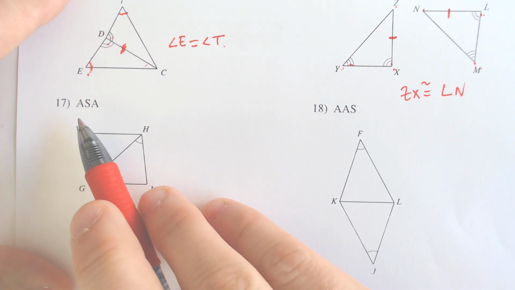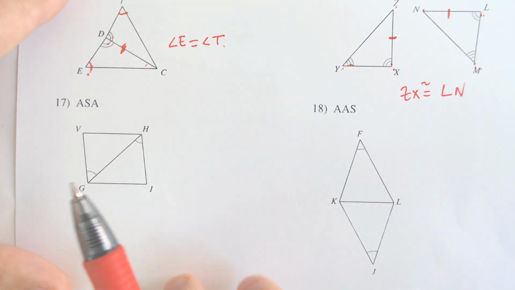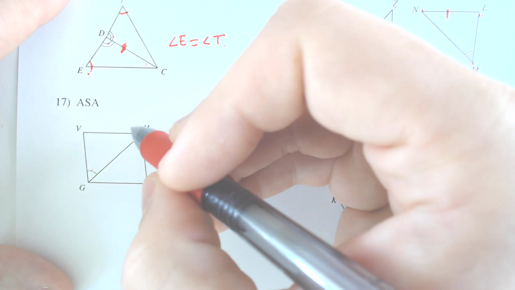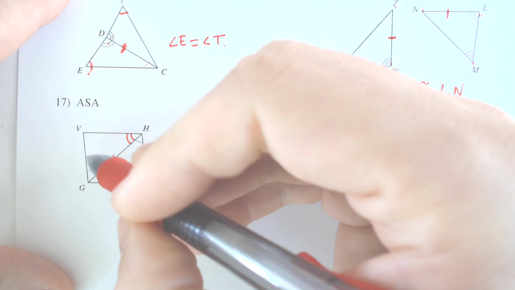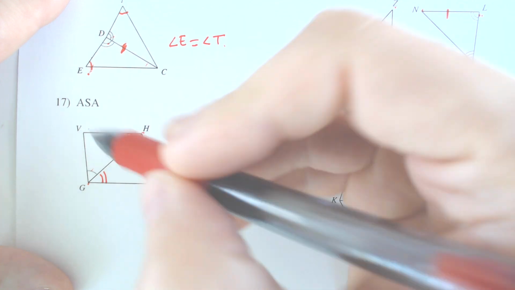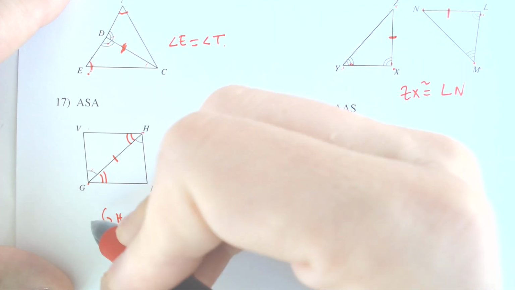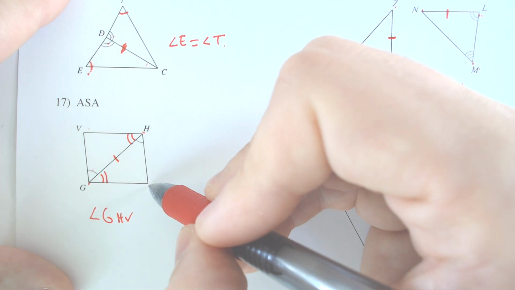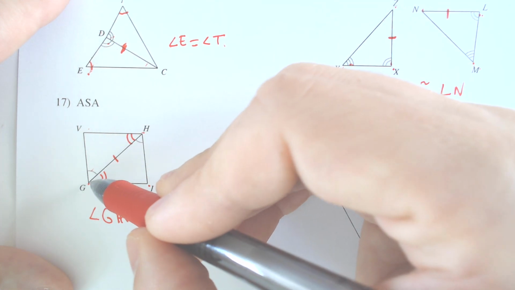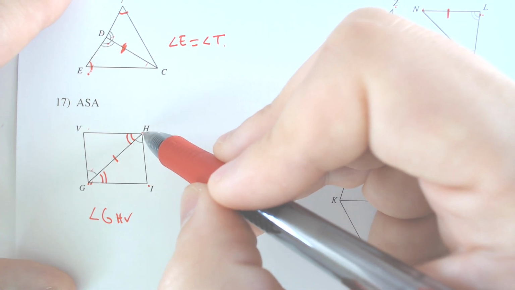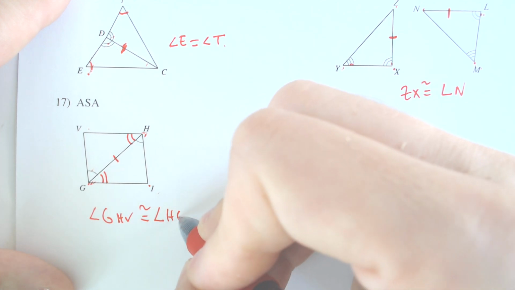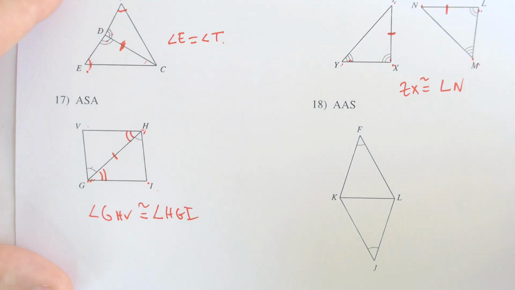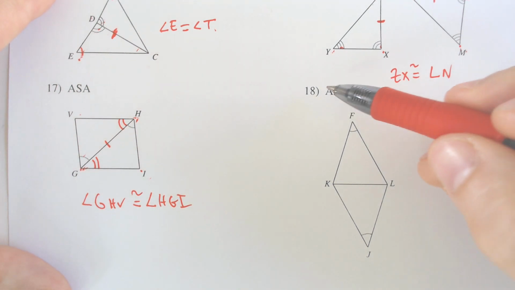All right, 17 and then 18, and we're out of here. 17, we got angle, side, angle, shared side. We need an angle in between. Well, that would be this angle right here and that angle right there, which would be angle GHV and angle, we went from this G part, which was from the single, so that would be HGI, must be congruent to angle HGI. Order matters.